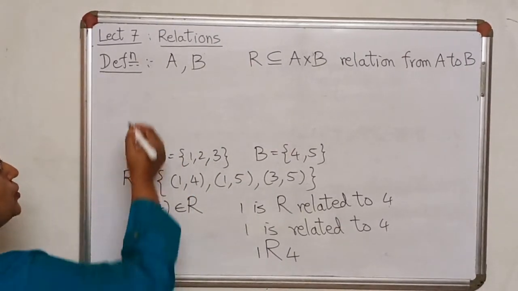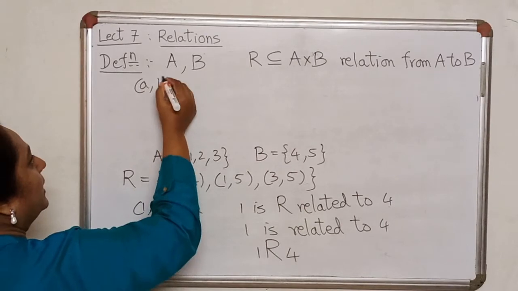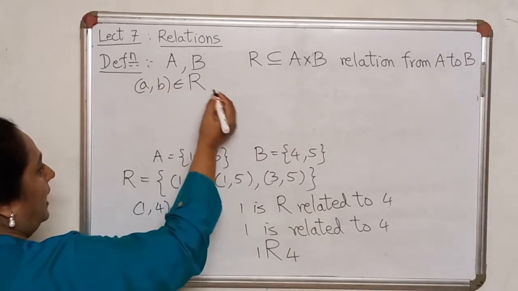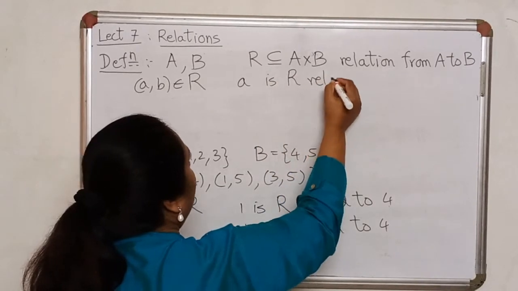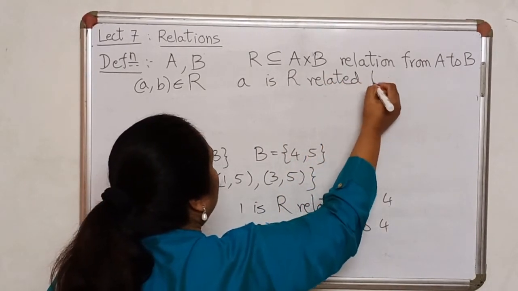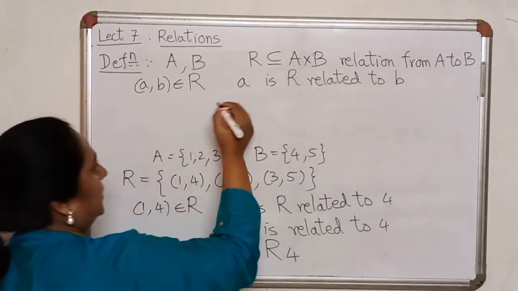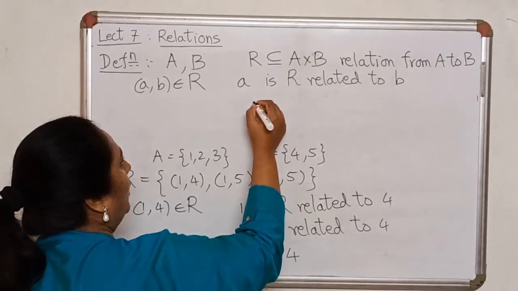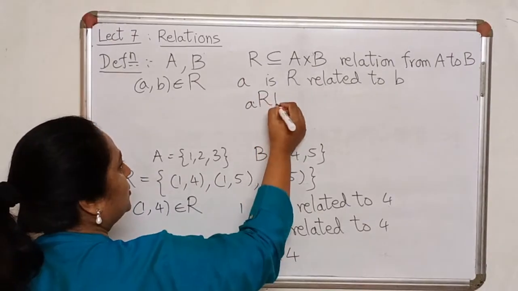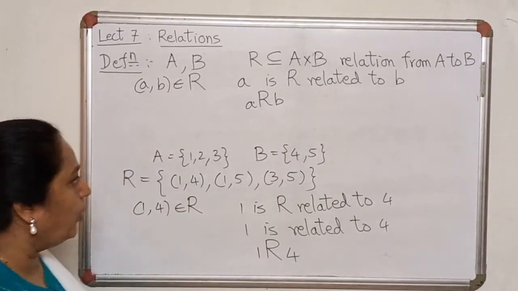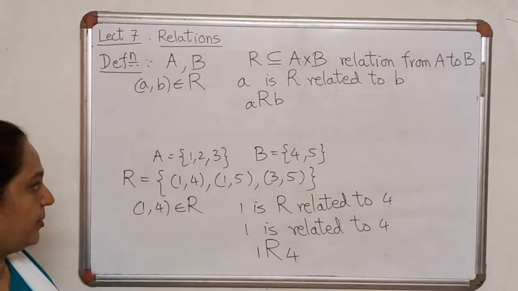So in general also, if I have an ordered pair (a, b) inside this set R, then I will say that a is R related to b. It's always the first element which is related to the second. Or I can simply say that a is related to b, and this is the notation that I use for it. Now also notice that there are some pairs which are missing.